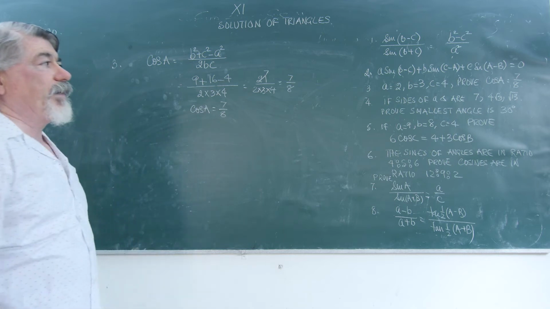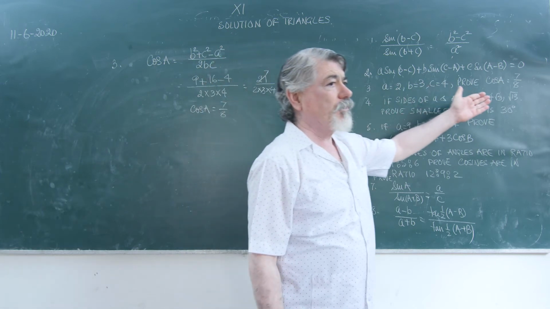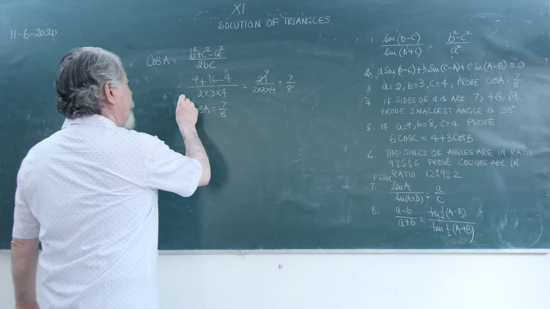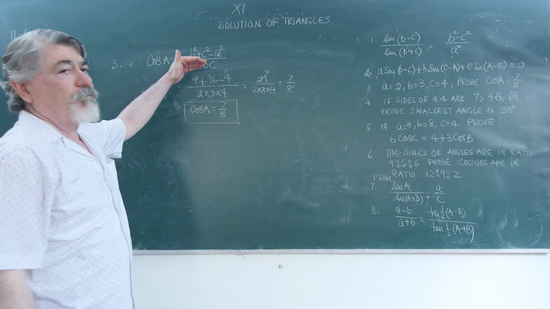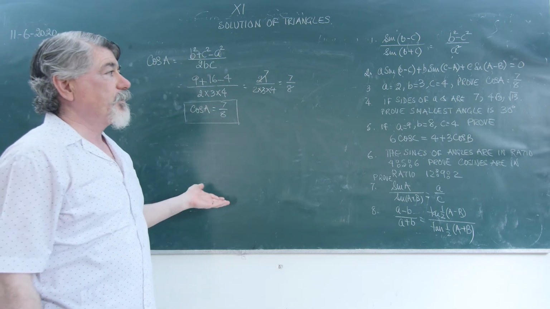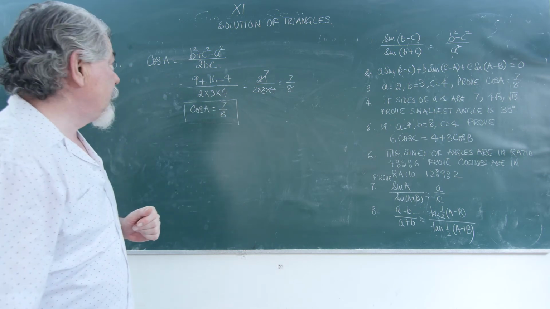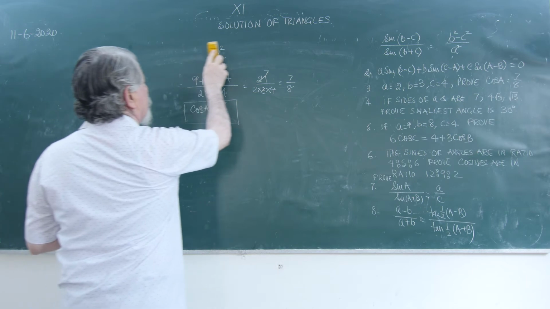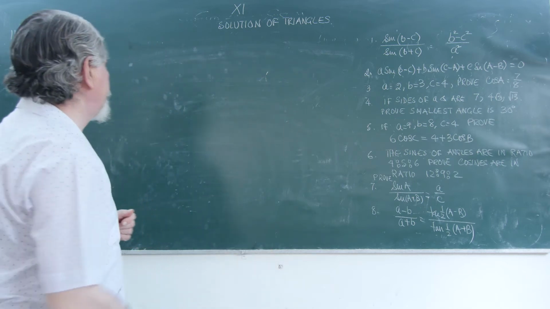He has given you the value of A, B and C and he wanted you to prove cos A is equal to 7 upon 8. So we have applied the cosine law, substituted all the values. We got the value of cos A, that is 7 upon 8. Now let us see the next question, the fourth one.